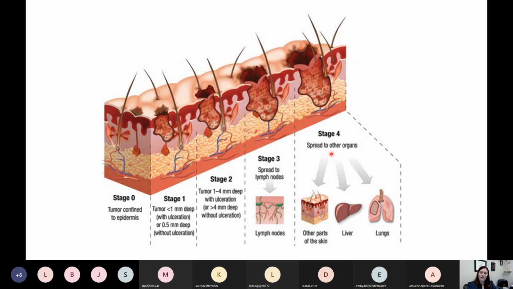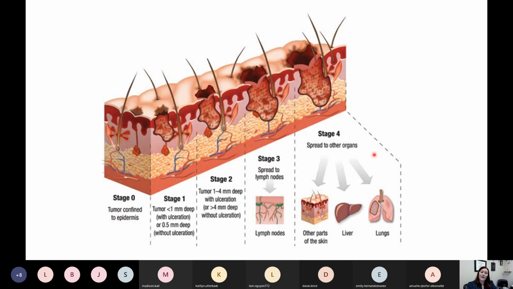How do we feel about our stages of melanoma? Thumbs up, or what questions do we have? Let me know in the chat. I'm getting some thumbs up. Dusty's good. Awesome. Lom's really good. All right.